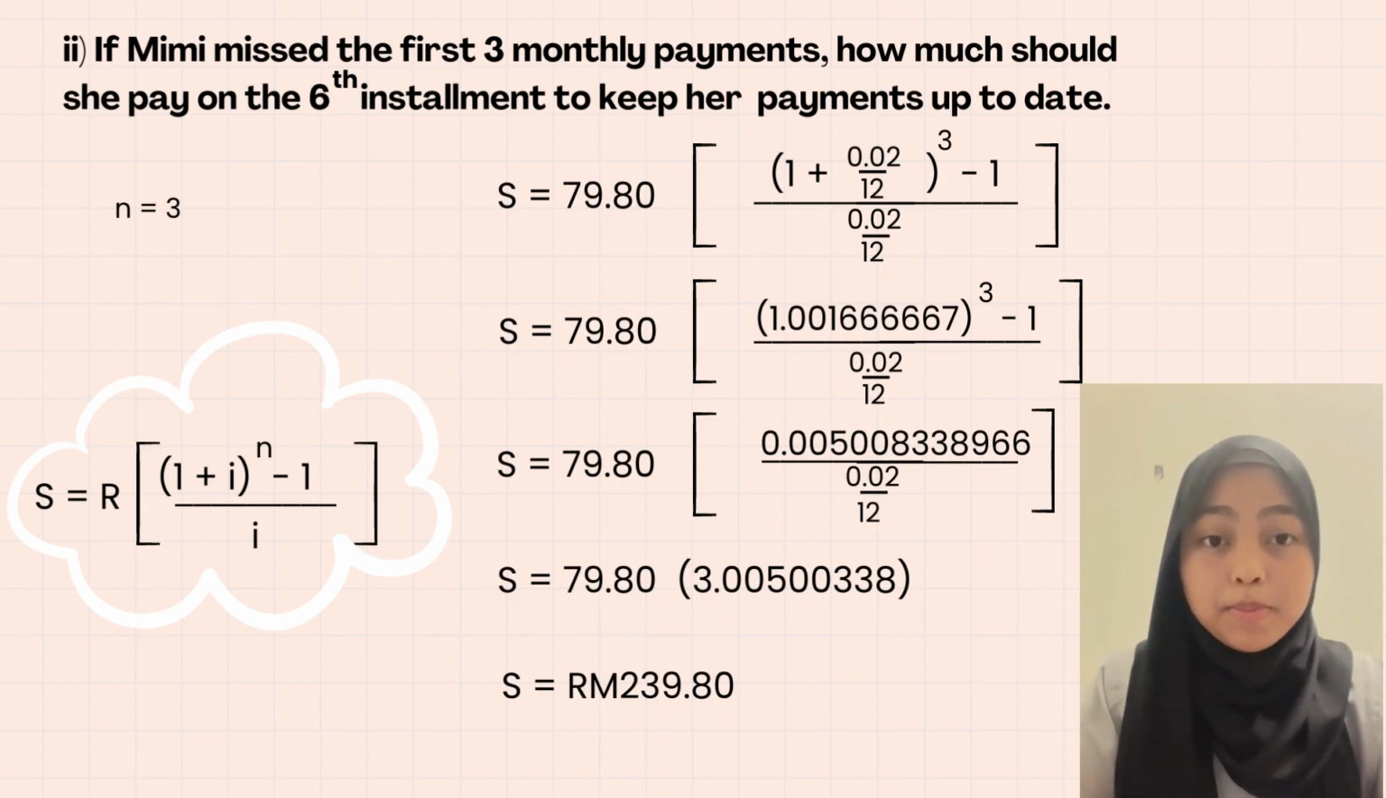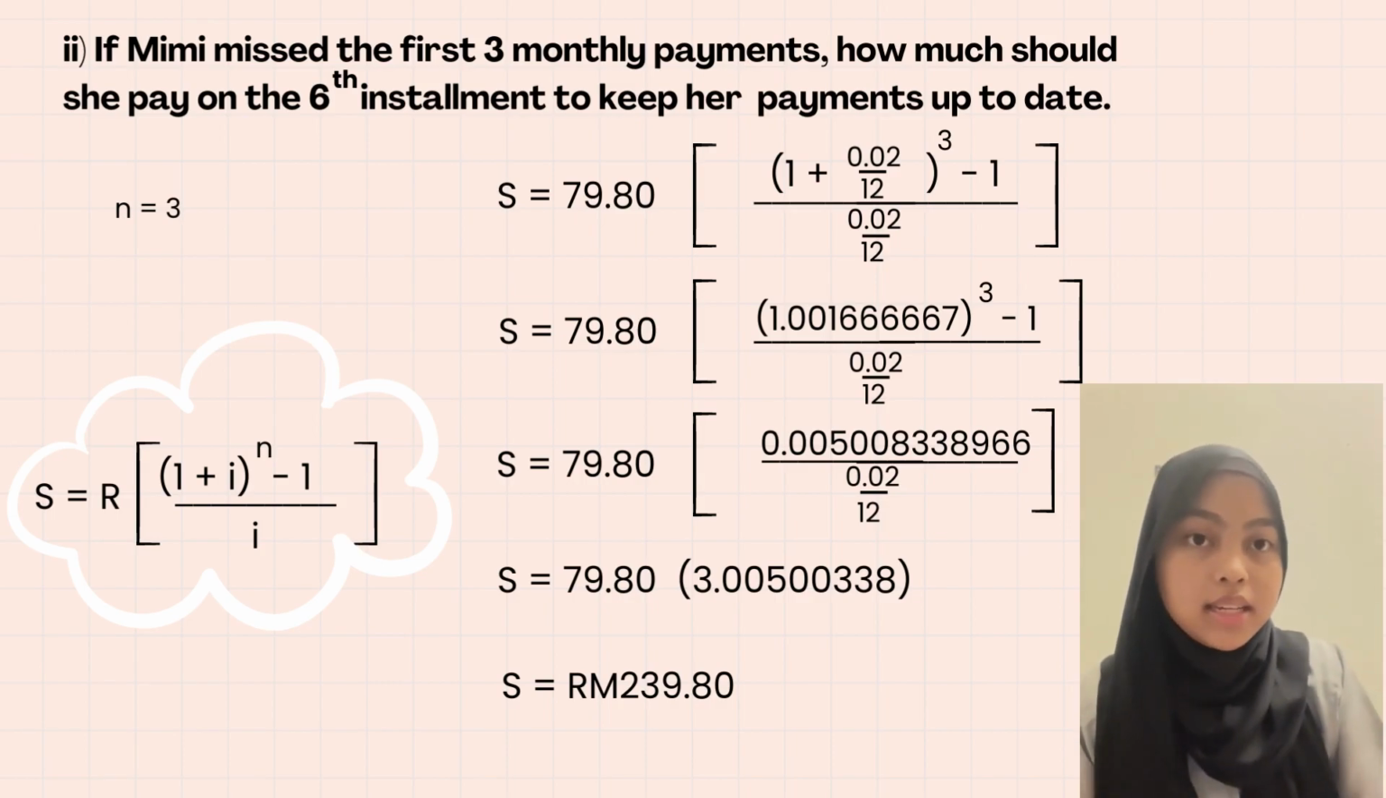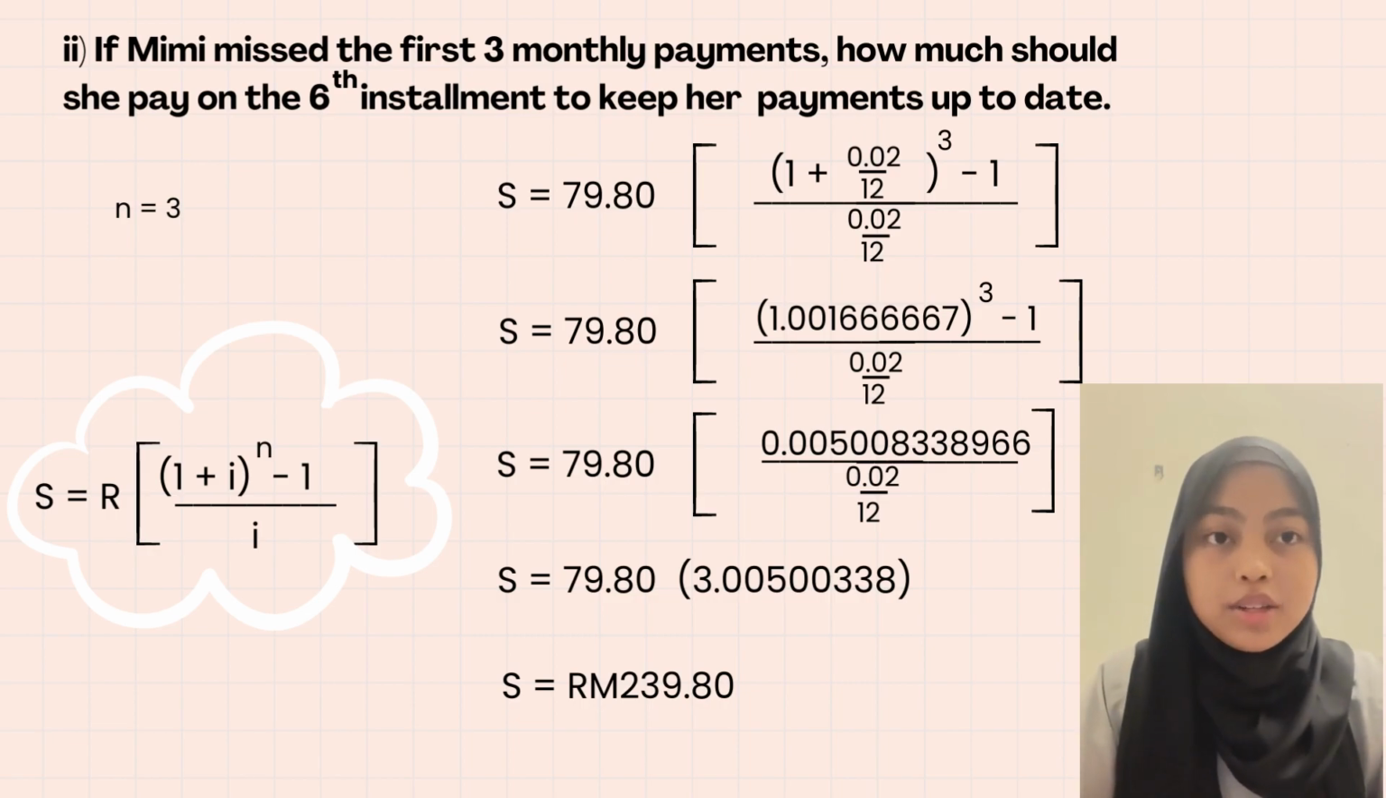So we can simply put all the information that has been given into the formula, but we need to change N to 3, not 6. So as you can see, the calculation, S equals 79 ringgit 80 cents in bracket, open the bracket, 1 plus 0.02 over 12, close the bracket to the power of 3 because N is 3, and then minus 1, divided by 0.02 over 12, and close the bracket.